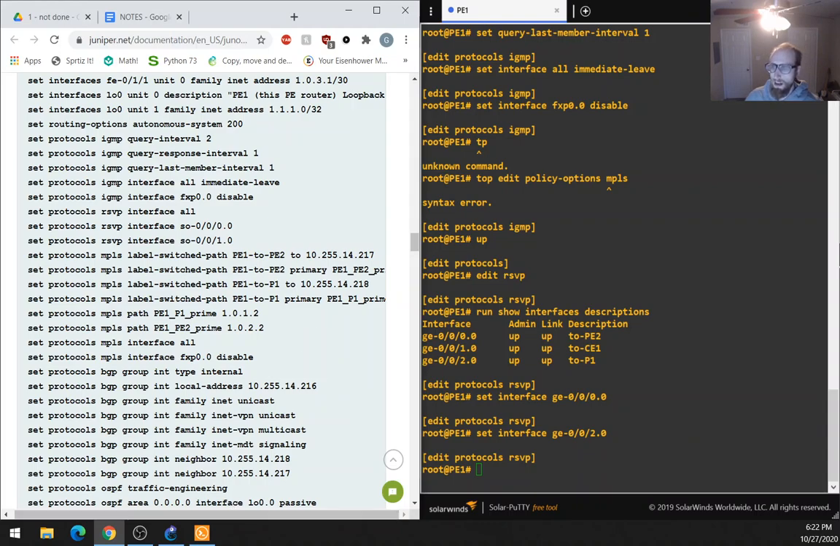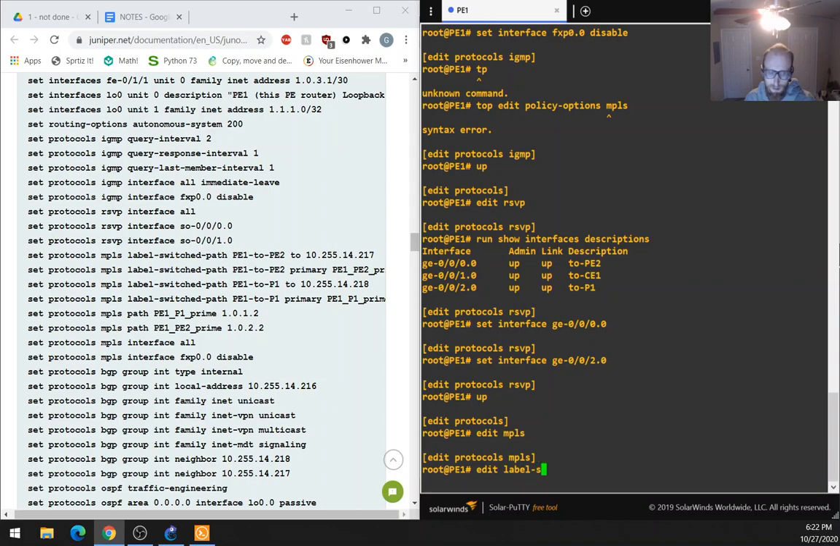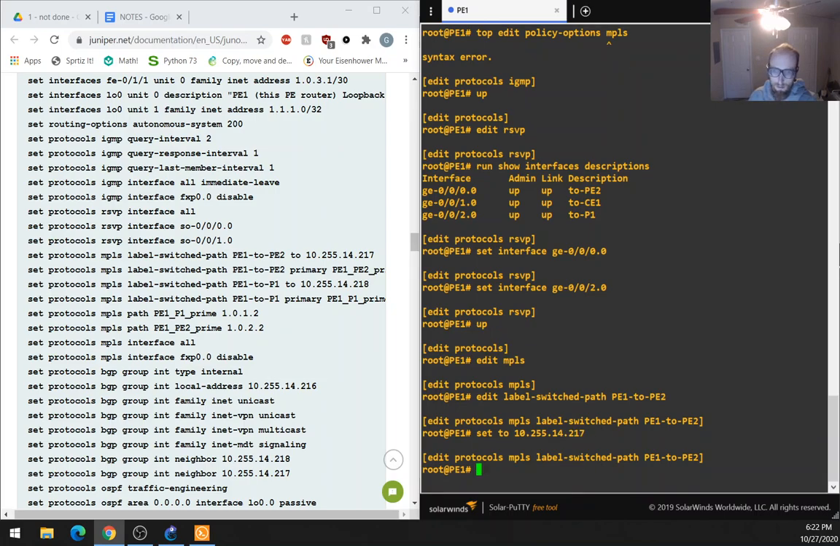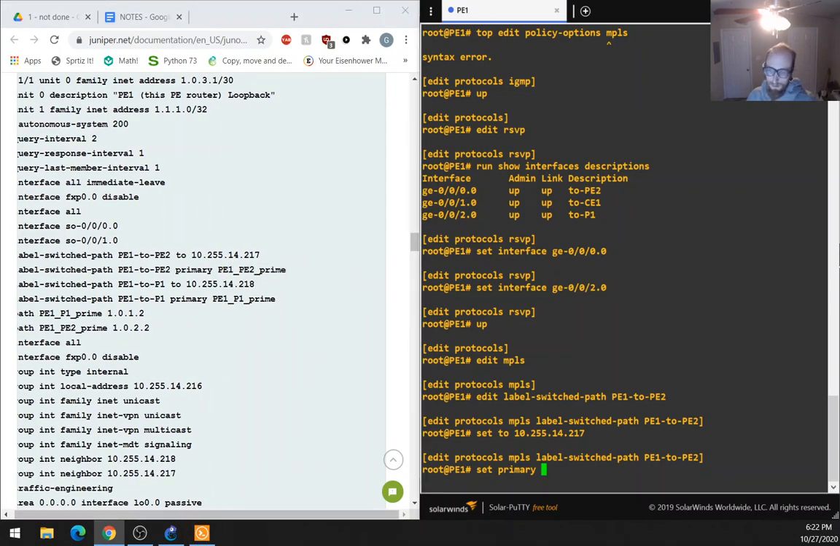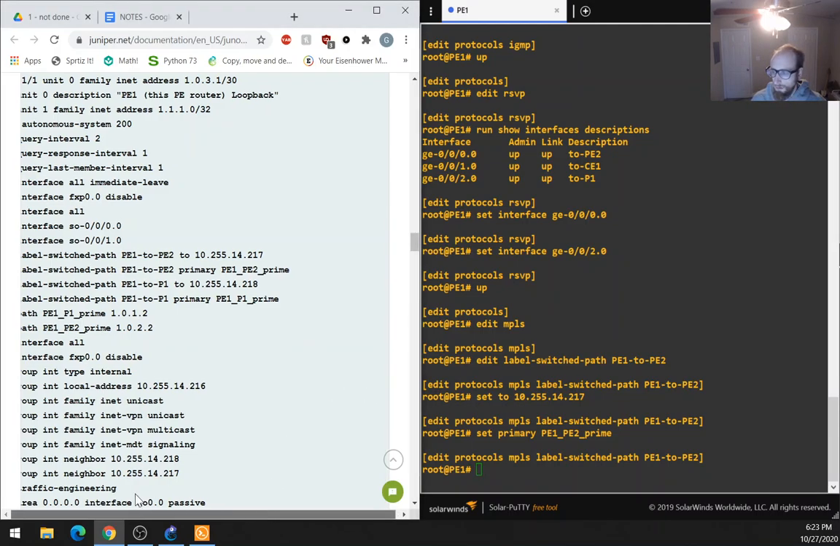LSPs. Oops, it looks like they're adding an LSP to the PE. I don't think that's going to be necessary, unless, yeah, I don't think that's necessary. So that's pretty surprising. Let's try it anyways. I'm just hesitant to go off the rails at this point. Okay, I'm not sure what this primary PE1, PE2 prime means. Are we going to be making another one called that?